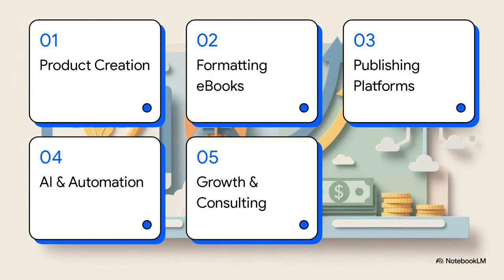Okay, let's take a quick look at our agenda. We're taking you chronologically through the whole shebang, starting with digital product creation, then formatting ebooks, Amazon and Gumroad publishing, AI chatbots and automation, and finally, growth and consulting.